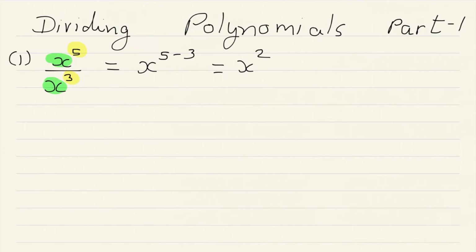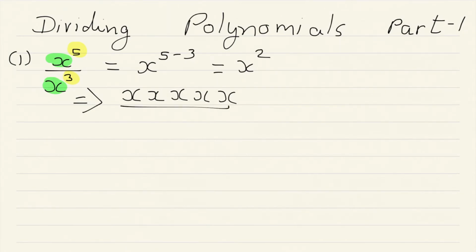So let's expand this. So x to the 5 is x times x times x times x times x. And x to the third is x times x times x. So these x's will cancel out. And we are left with x times x. So that's x to the 1 plus 1. So that's x to the second power.